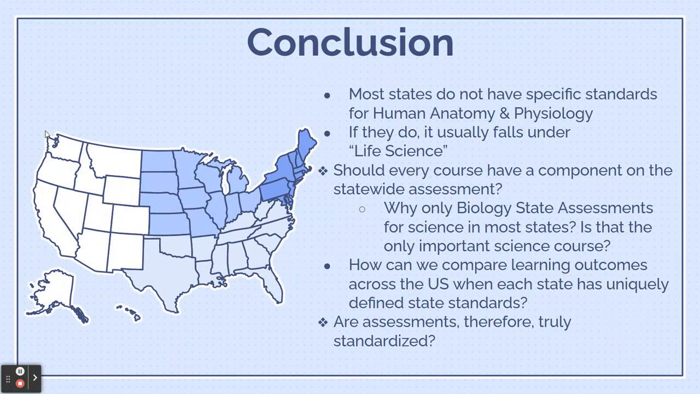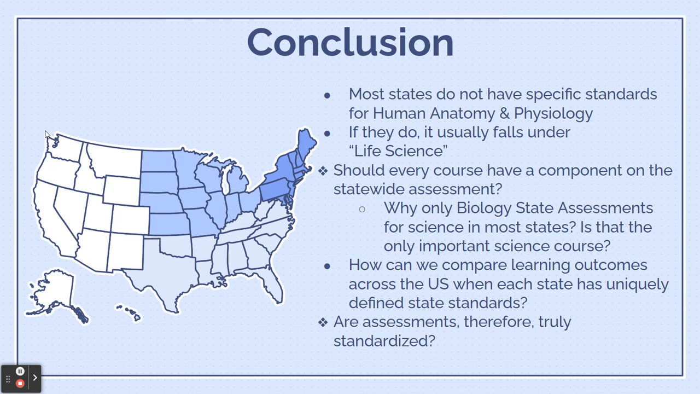So my conclusion is that most states do not have specific standards for human anatomy and physiology, but if they do, it's usually under life science, the big category, or biology. And I wonder, should every course have a component on the statewide assessment? Our state assessment in science is only biology. So why only biology? Is that the only important science out of all of them? Shouldn't there be one state assessment for science that has a little bit of each of the science courses in it? I don't know.